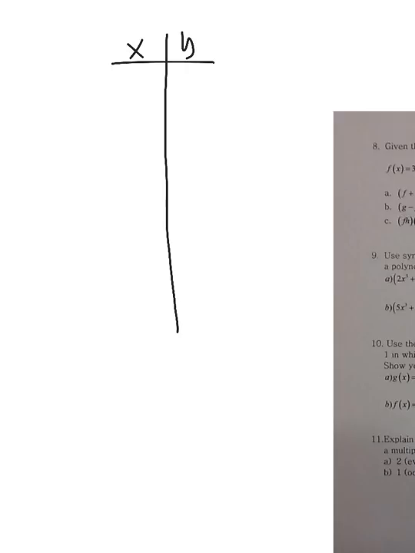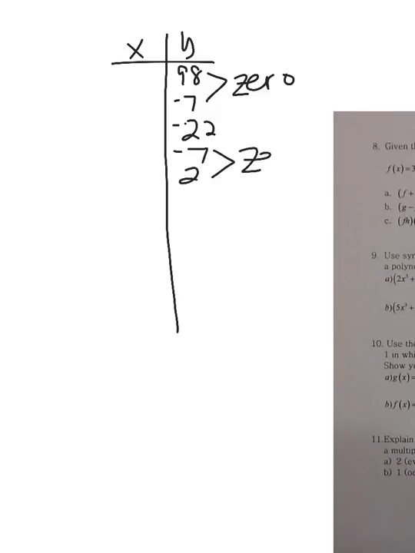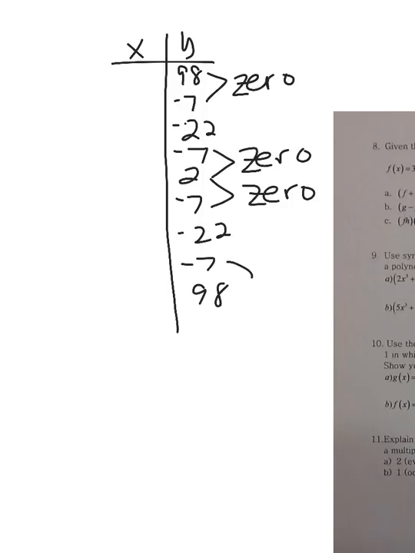All right, so I see 98 and then negative 7, so there's a 0 here. And then I have negative 22, negative 7, 2, so there's a 0 here. And then I have negative 7, so there's a 0 here. And then after negative 7, I have negative 22, negative 7, and then 98, so there's another 0. All right, so now I just need my x values. So negative 4, negative 3, that's my interval.